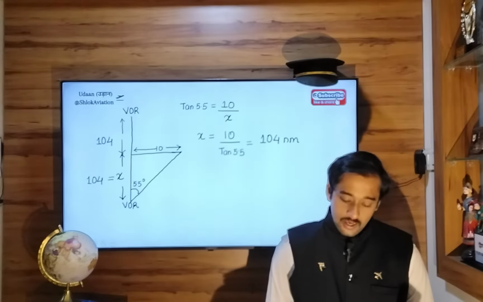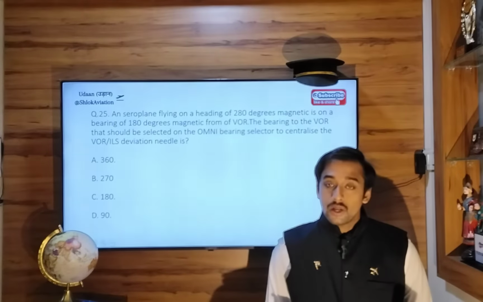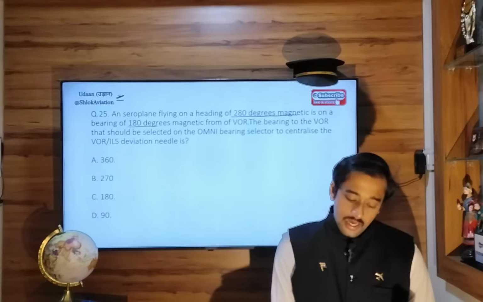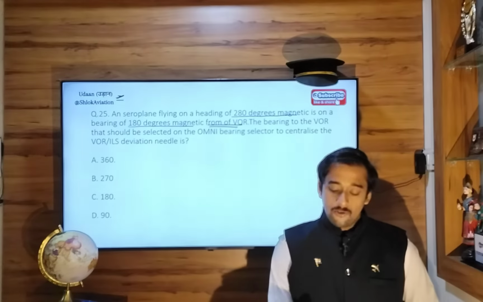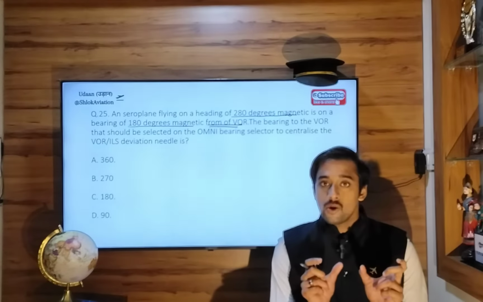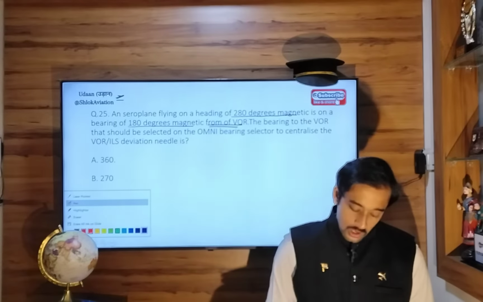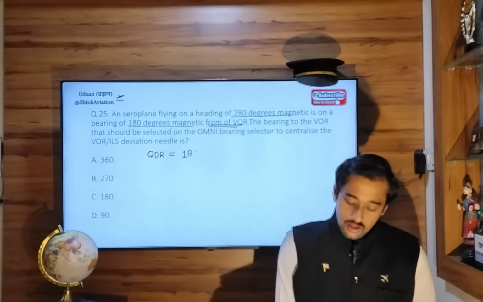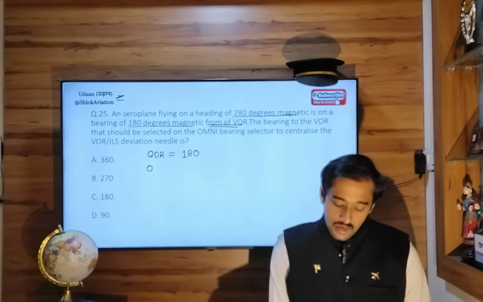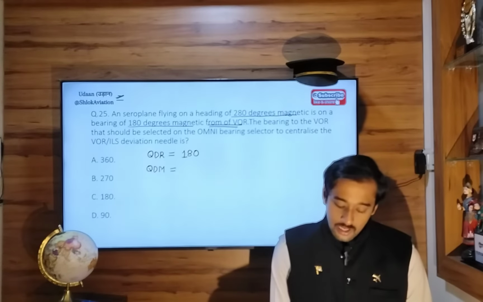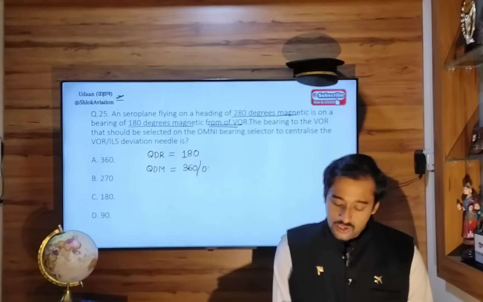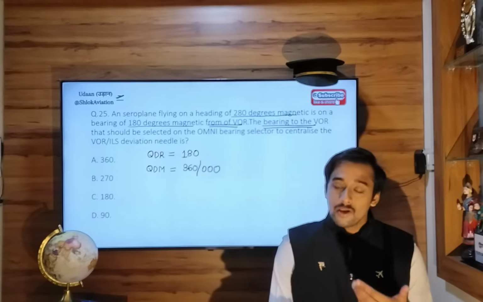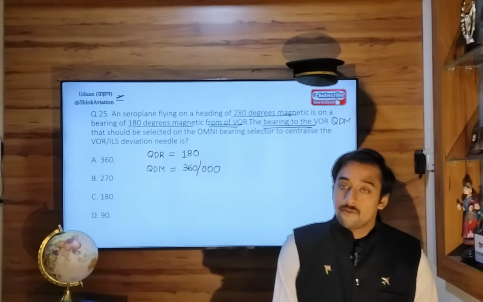Let's go to question 25. An aeroplane flying on a heading of 280 magnetic is on a bearing of 180 degrees magnetic from VOR. So now from VOR, a magnetic bearing from VOR is called QDR. So they have indirectly given us QDR 180. If you know QDR, we can find out QDM, which will be the reciprocal of QDR, and it will be 360 or 000. Next, the bearing to the VOR. What is bearing to the VOR called? Bearing to the VOR is nothing but QDM by definition, right?